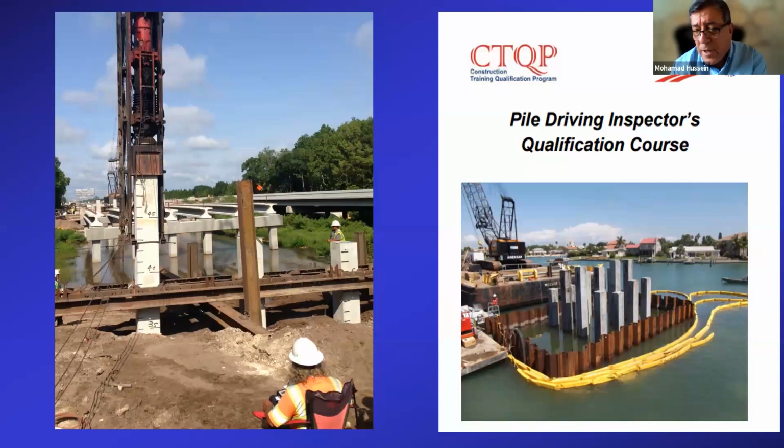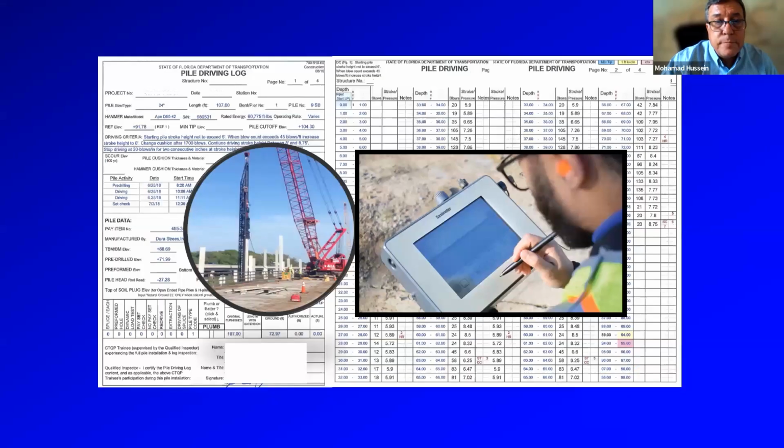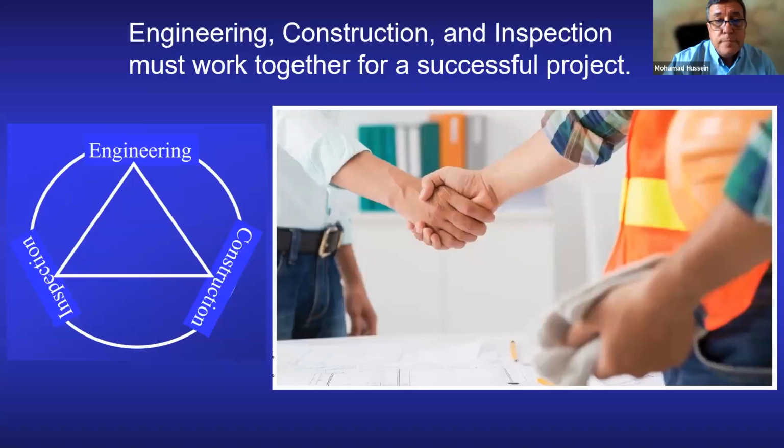So for that reason, the inspectors go through a process of qualifications through classes that FDOT and others require. They also require specialty equipment to monitor the pile driving inspection and produce automated pile driving logs. So for this whole process to work well, the engineering, construction, and inspection must work together for a successful ending to that.